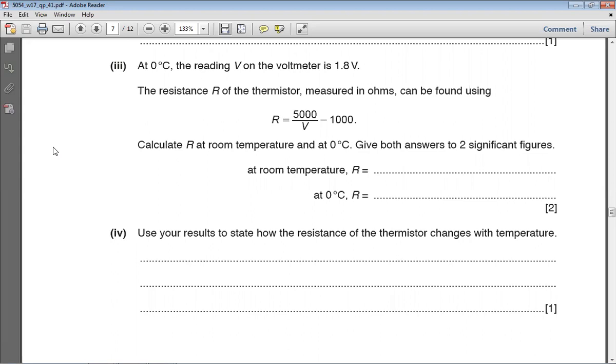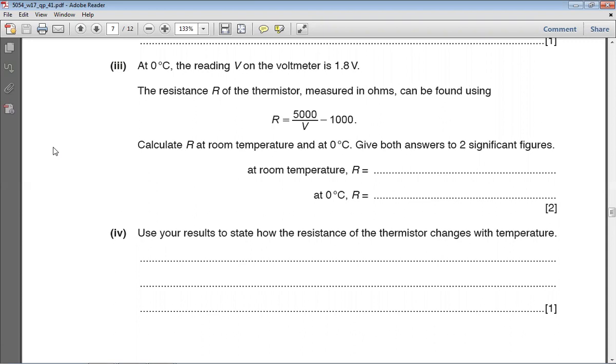The resistance R of the thermistor, measured in ohms, can be found using the formula given in the question. The formula for finding the resistance of the thermistor is R equals 5000 divided by V, minus 1000. Calculate R at room temperature and at 0 degrees centigrade. Give both answers to two significant figures. So at room temperature, I can use that formula. At room temperature, the V value was 2.8 volt.